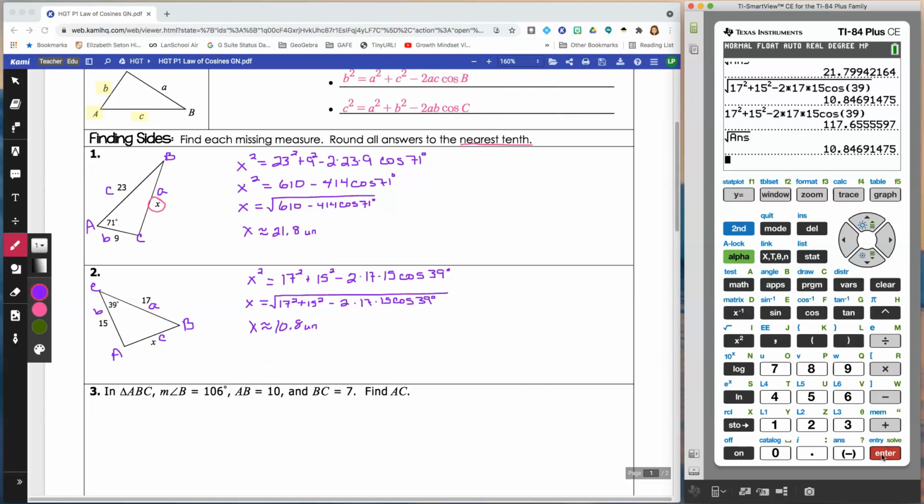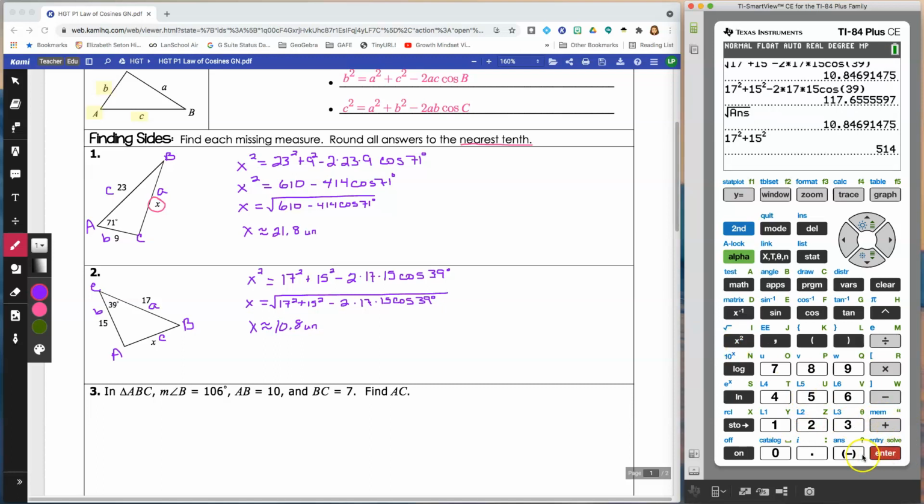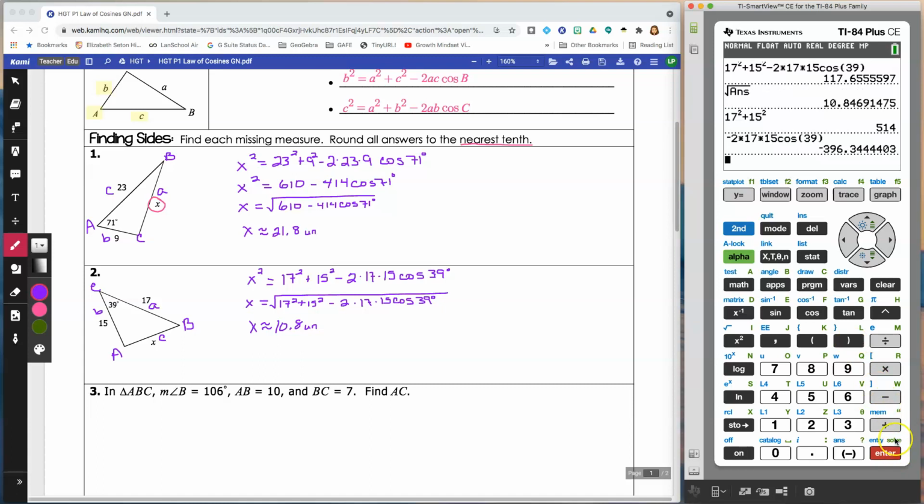Can you simplify this in additional ways? Of course. I could do the 17 squared plus 15 squared, which gives me 514. I can do the negative 2 times 17 times 15 times the cosine of 39 degrees, and I get this number. And then I'm going to add 514 to it, and then take the square root of that. So there are lots of ways that I can use a calculator to get to the same answer.